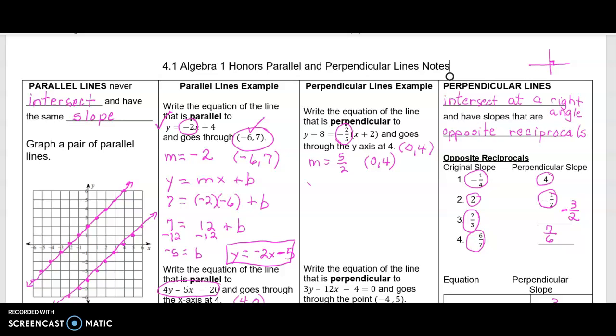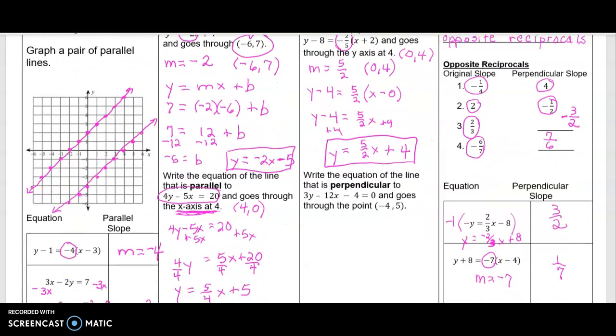So we have y minus 4 equals our slope, which is 5/2, times x minus our x value, which is 0. So we have y minus 4 equals 5/2 times x, which is 5/2 x. Add 4 to both sides. And in y equals mx plus b, it would be y equals 5/2 x plus 4. And there we have it.